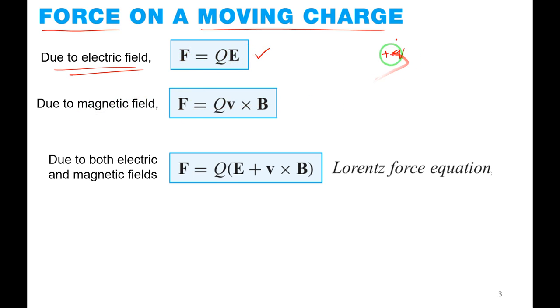Similarly, the force experienced by the moving charge in the magnetic field alone is given by F is equal to Q V, V vector cross B vector. What is this QV?